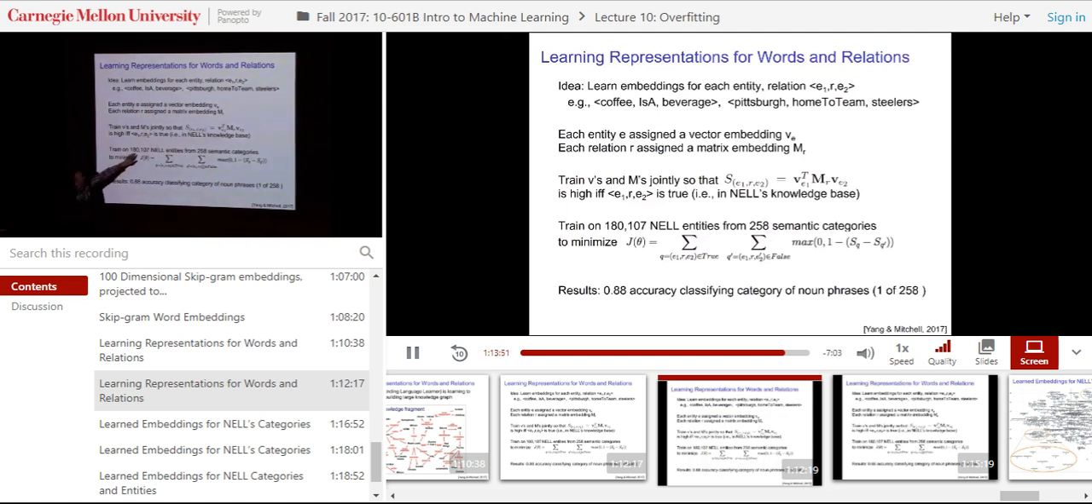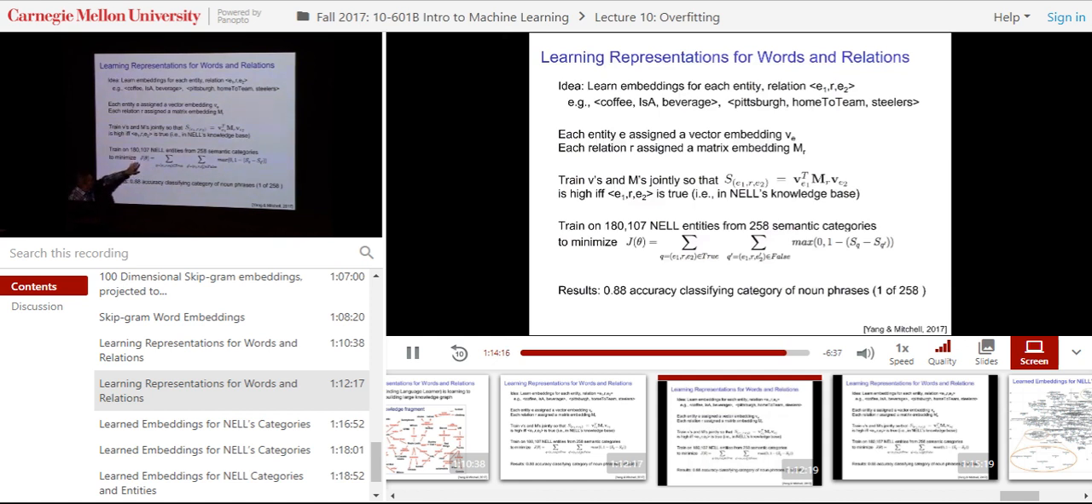So we trained it on 180,000 entities that are in Nell's knowledge base. These belong to a lot of different semantic categories, like pen is a utensil, I think, and coffee is a beverage, and love is an emotion. So Nell has a lot of semantic categories. And we trained it to minimize this. Here was the loss function.